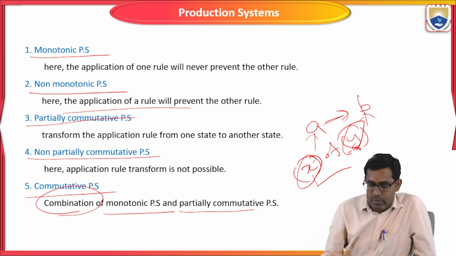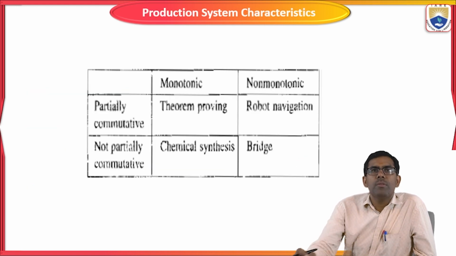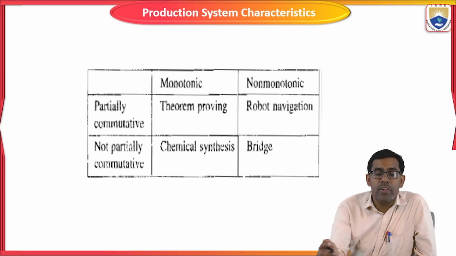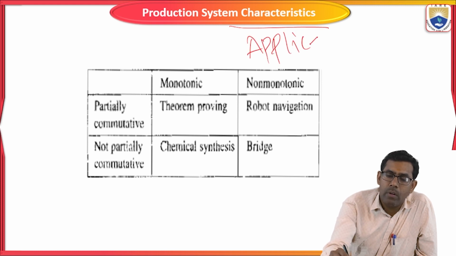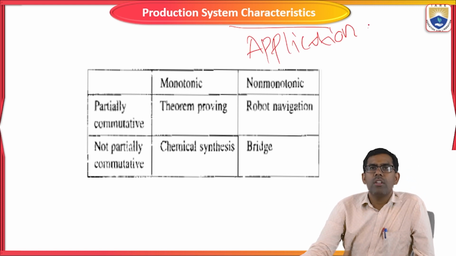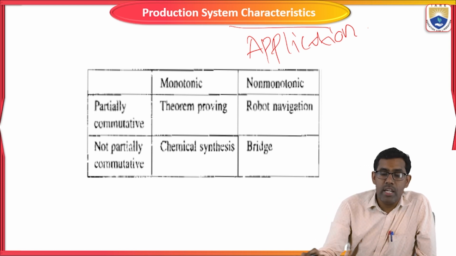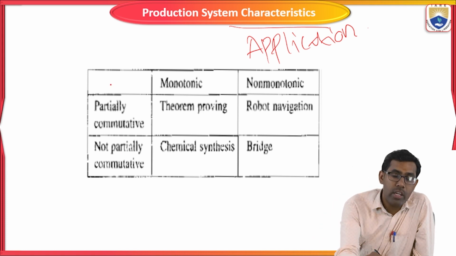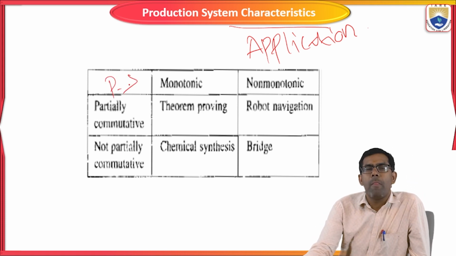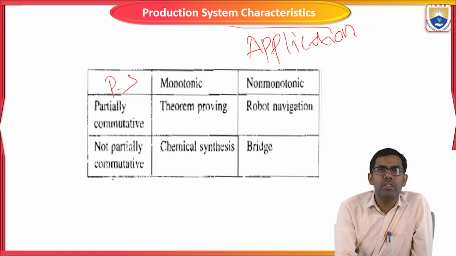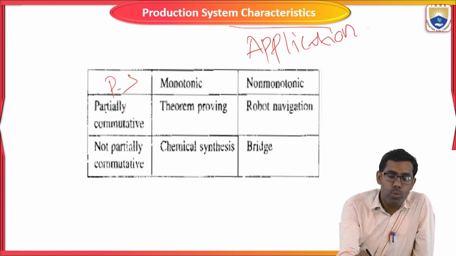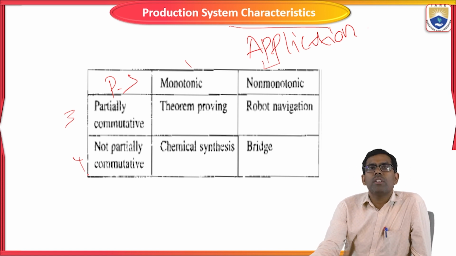Clear? The next one is the production system characteristics. If you say production system characteristics or applications, both have the same meaning. Here we have different production systems: monotonic, non-monotonic, partially commutative and non-partially commutative. So, 1, 2, 3, 4. There are a total of 4 applications of a production system.